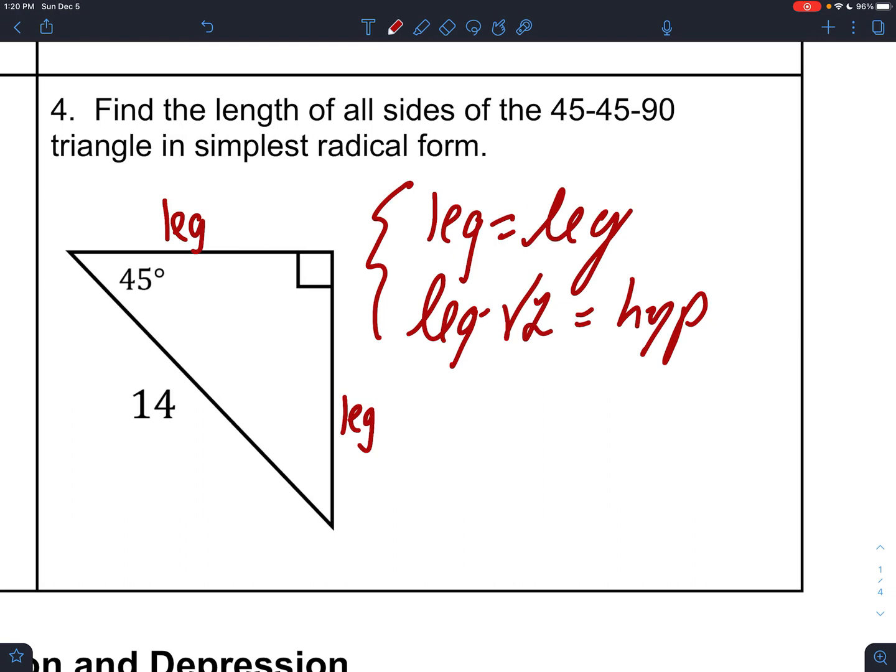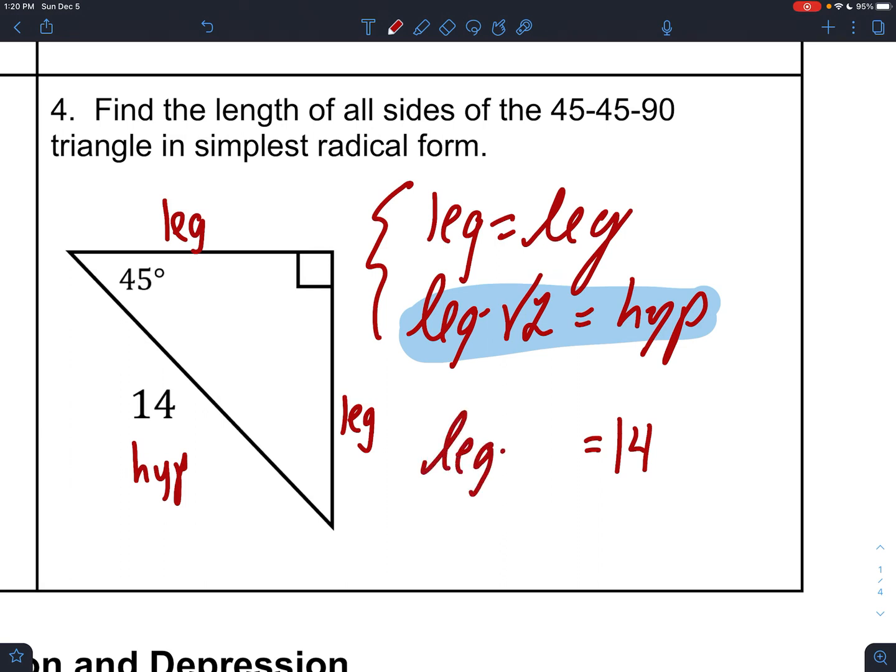So this is leg, and those legs, again, are equal. Hypotenuse. So why not use this equation? Because we know the hypotenuse. Always use what you know. Use an equation that you know something about, because if you don't, you're going to have two unknowns and you won't be able to solve it at all.